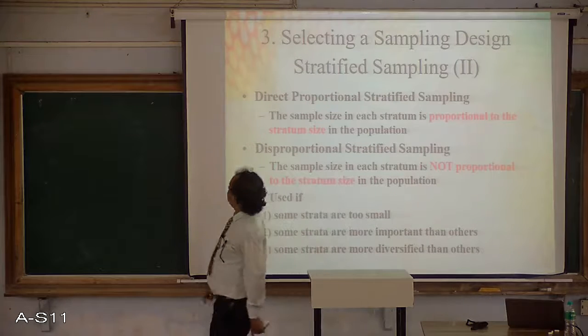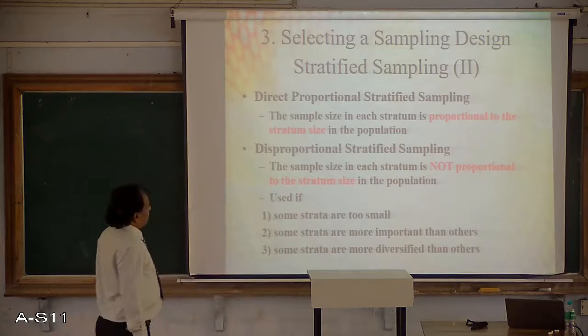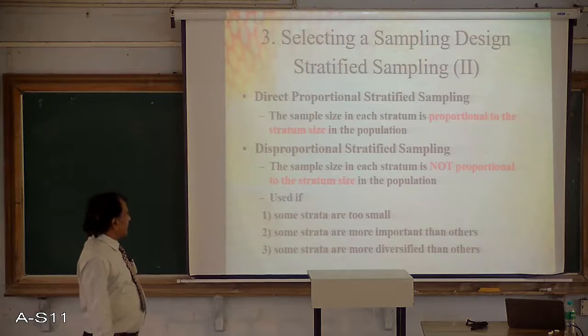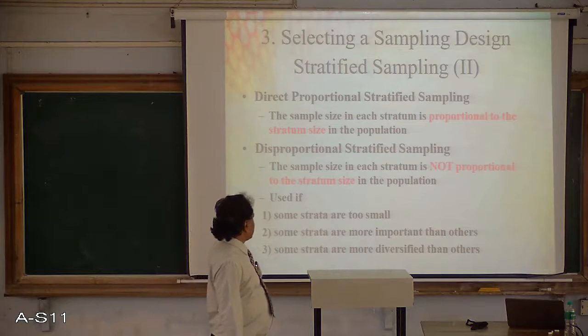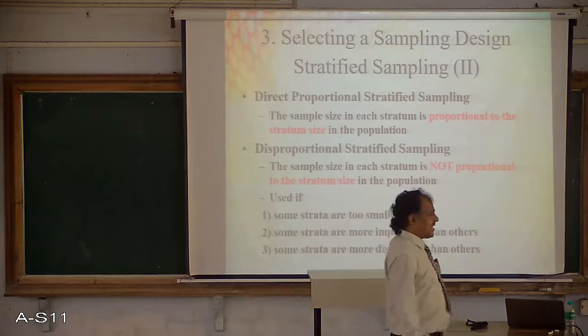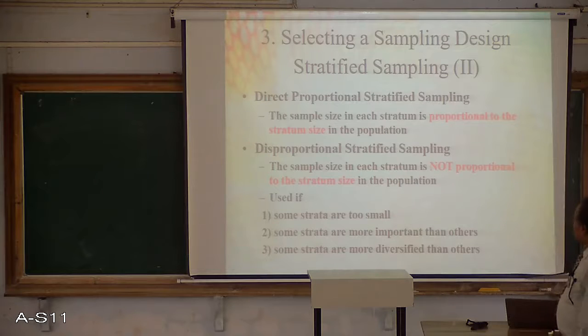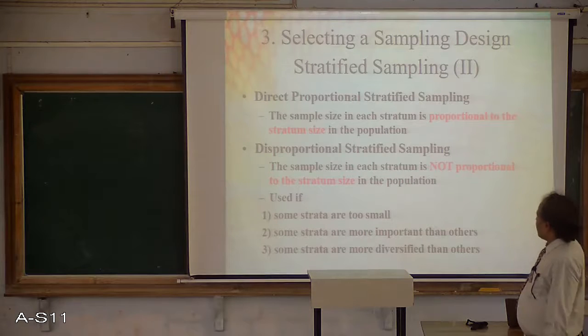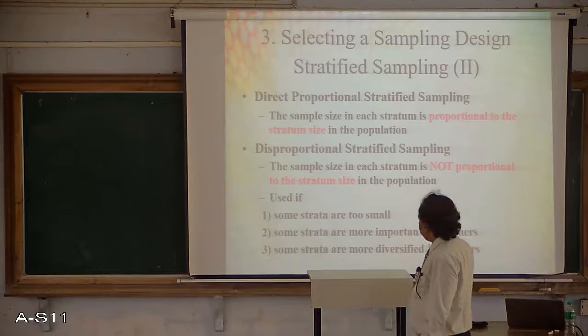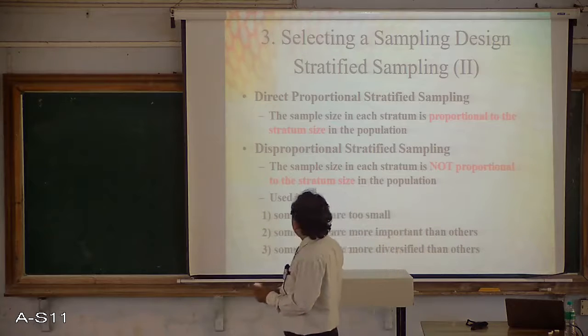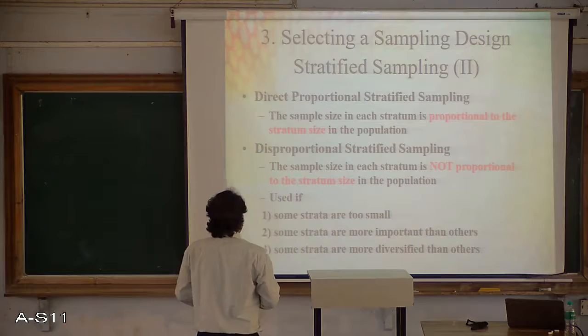Next thing, direct proportional stratified sampling. The sample size in each stratum is proportional to the stratum size in the population. Even this can be done. Disproportional stratified sampling: the sample size in each stratum is not proportional to the stratum size in the population.